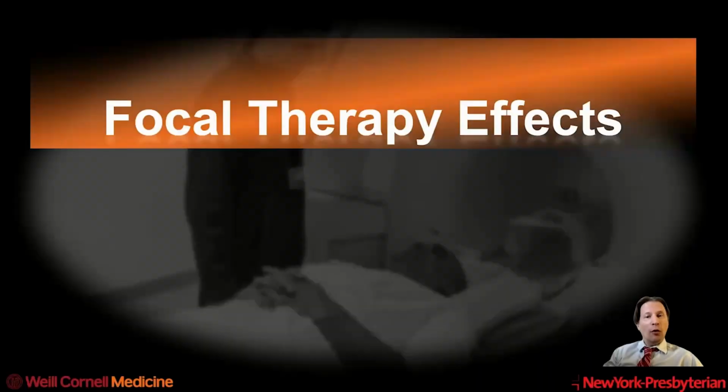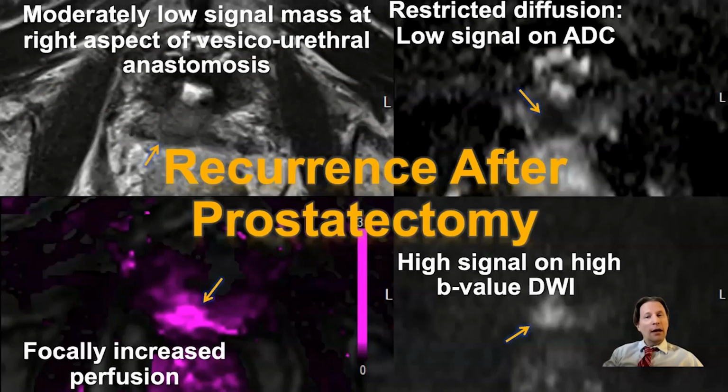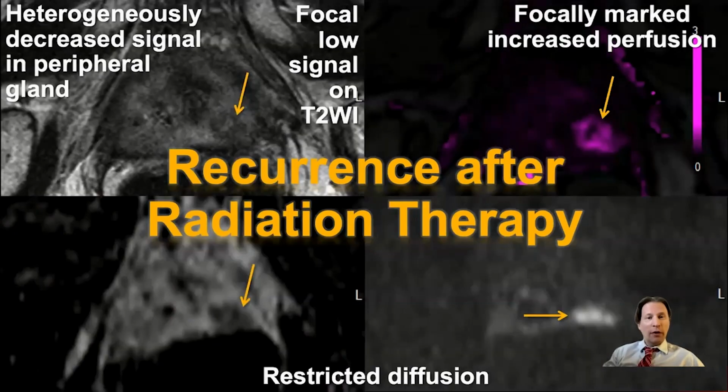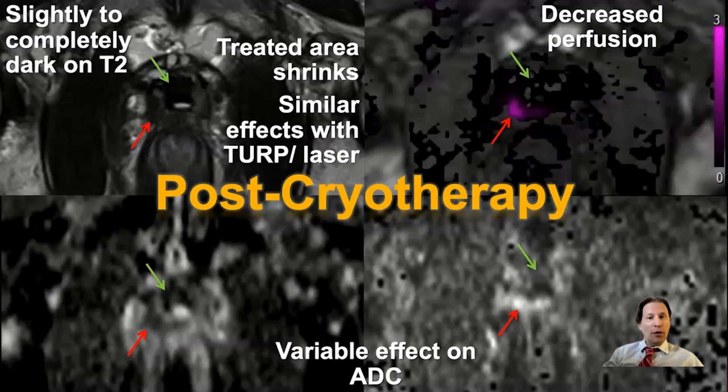So what are some focal therapy effects? Again, just like we see after surgery, where there's low signal on DWI, T2, ADC, and DCE in the normal phase, when there's recurrence, we see low signal on ADC and T2, but high signal on DCE and DWI. The same thing after radiation therapy. Note that the gland has this diffusely, heterogeneously low signal on T2 and ADC, which is why DCE and DWI are so important. Here's an example after cryotherapy.